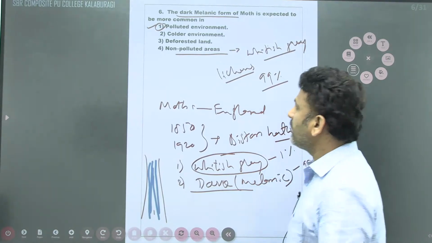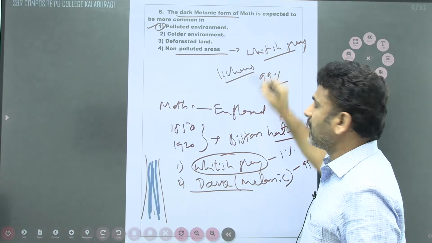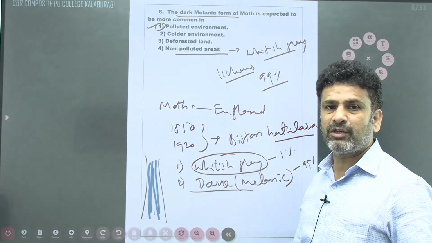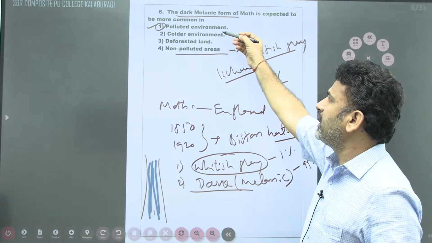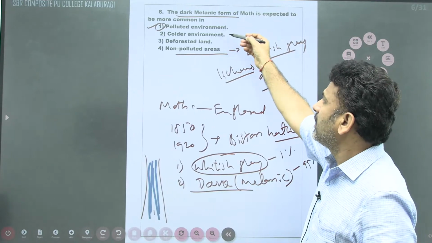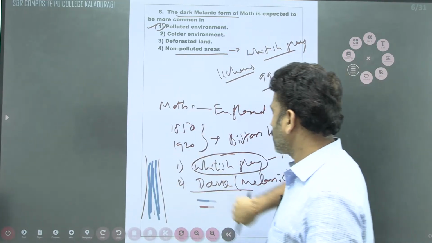So that's why the whitish gray color Biston betularia form individual population is very high in the non-polluted area, but the melanic form individuals' population is very high in the polluted environmental condition. So that's why the option is the first one.